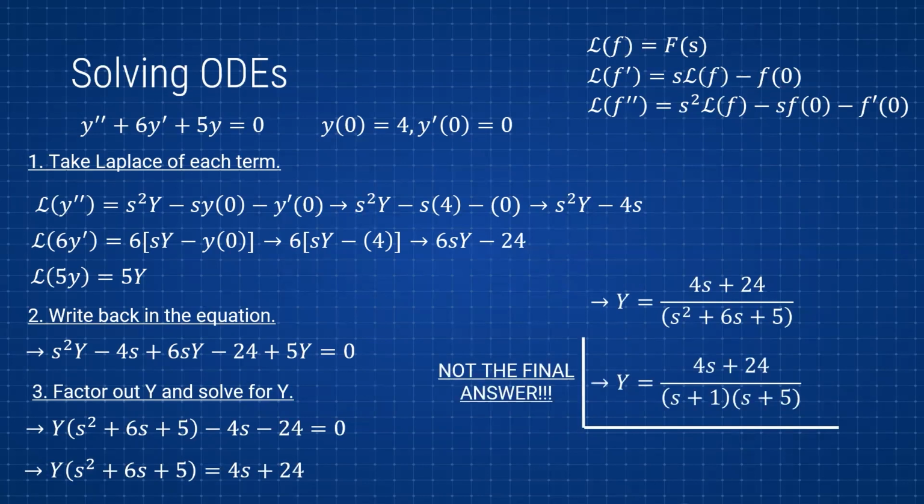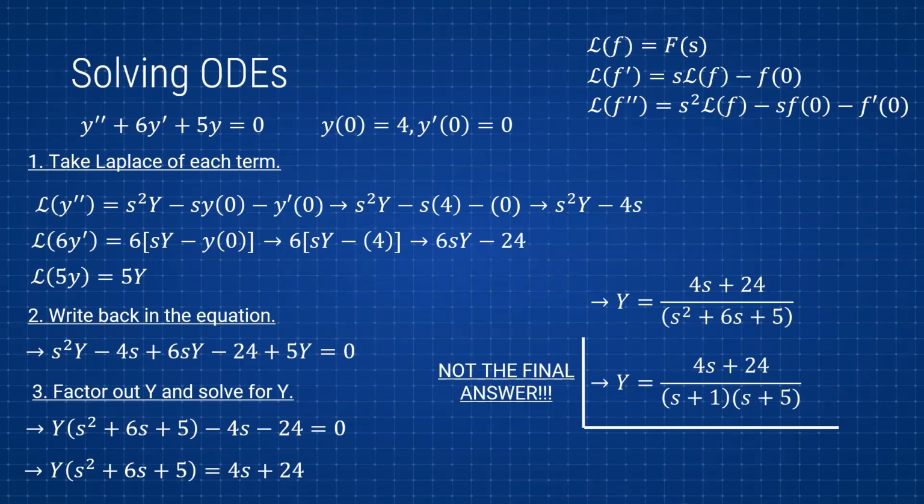So you can see that capital Y, or the Laplace of y, in this case Y of s, is equal to (4s + 24) over (s + 1)(s + 5). And you can see I put a note here that this is not the final answer. This is like our halfway point.